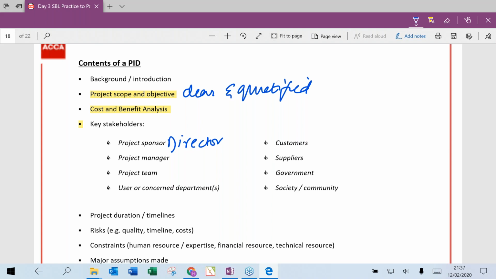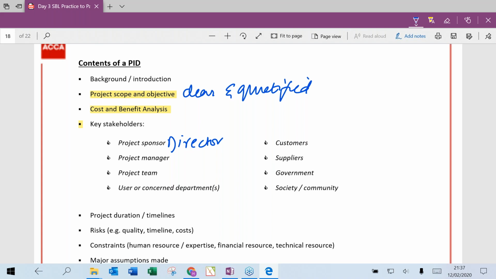Project manager has to be there. A project team should be defined. The important thing about the project team is that it should always be a full-time team. A part-time team will just ruin the project. And then the users or the concerned departments. For example, if it's an accounting software, then finance department is the concerned department. Then customers, now we're talking about external people, suppliers, governments might be affected, society, community might be affected.